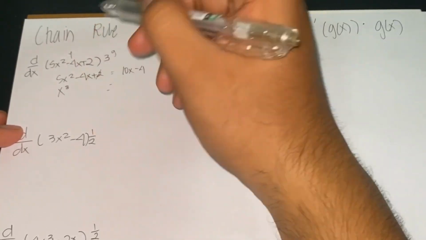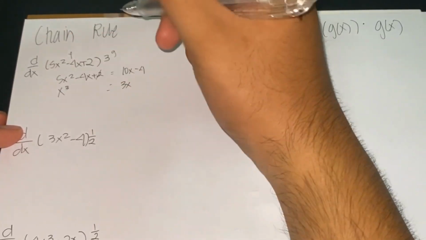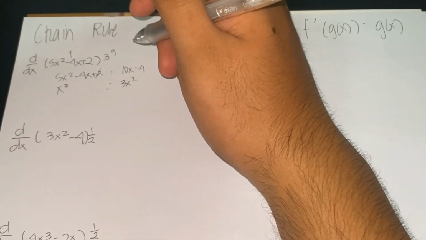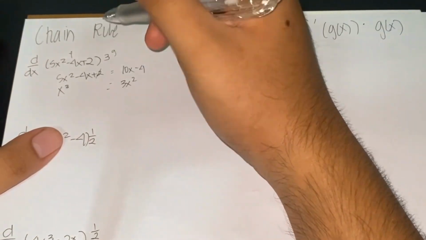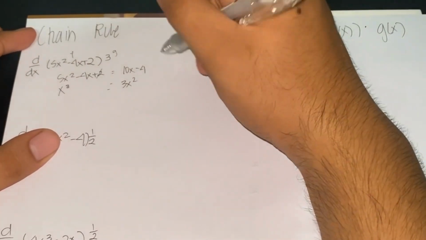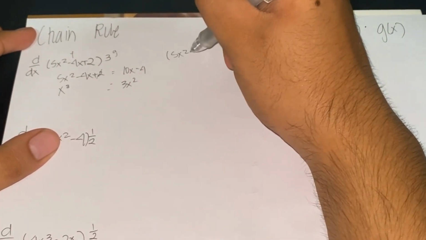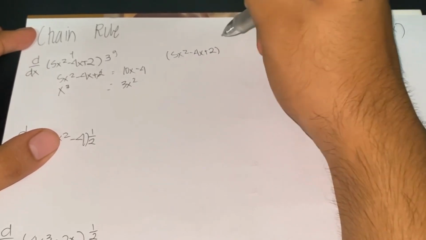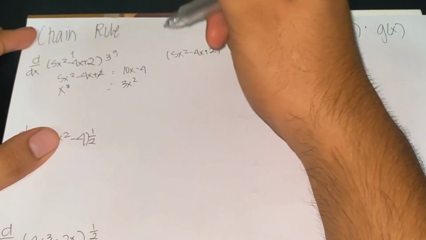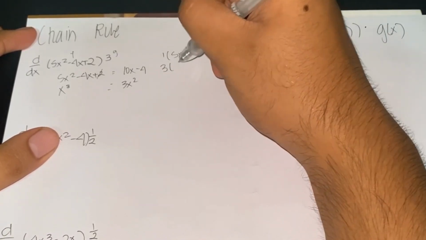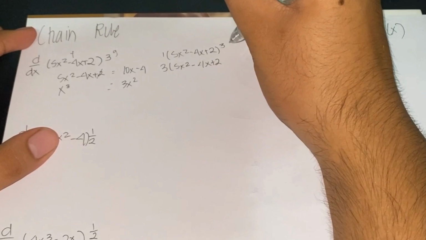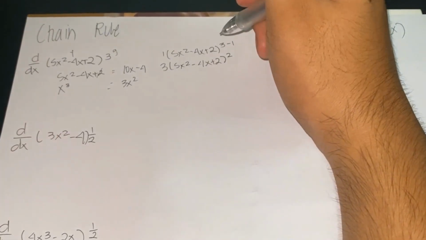Then 3 times 1 here, that would be 3x. Then 3 minus 1, that would be 3x squared. So that would be the derivatives of the inner and outer functions. Now we must differentiate the whole function. 5x squared minus 4x plus 2 to the power of 3. So we will multiply by 1 here. So that will be 3 times 5x squared minus 4x plus 2. Then minus 1 on the power, that would be 2.